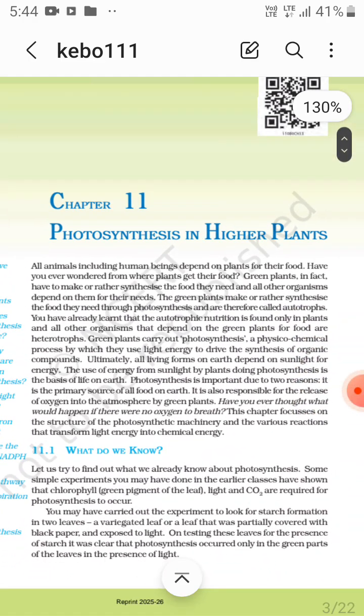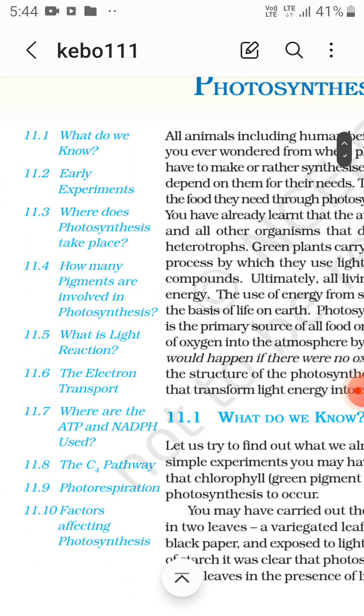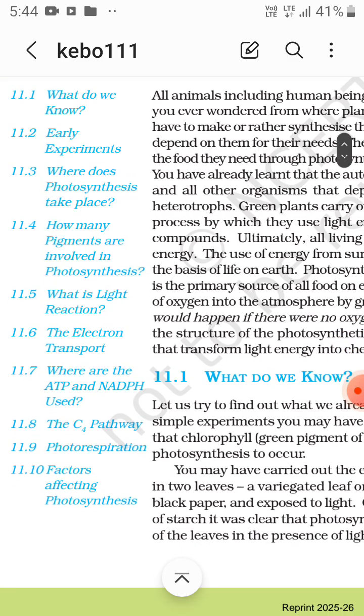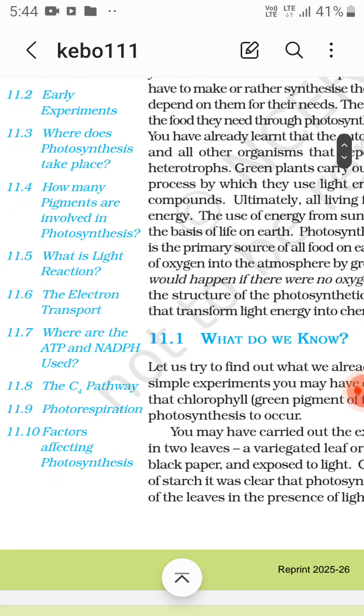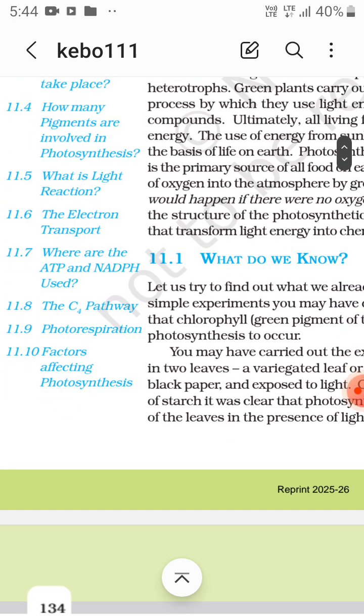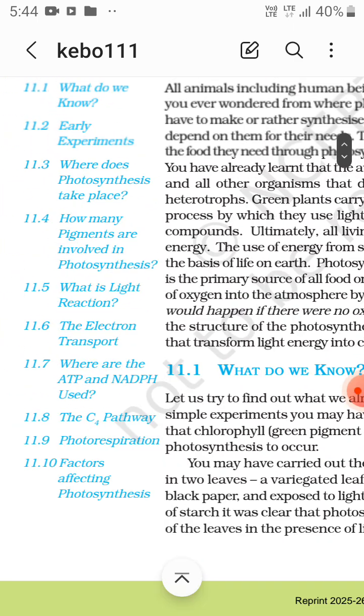Now, photosynthesis in higher plants, chapter 11. The contents are: what do we know? Early experiments. Where does photosynthesis take place? How many pigments are involved in photosynthesis? What is light reaction? The electron transport. Where are the ATP and NADPH used? The C4 pathway, photorespiration, factors affecting photosynthesis.